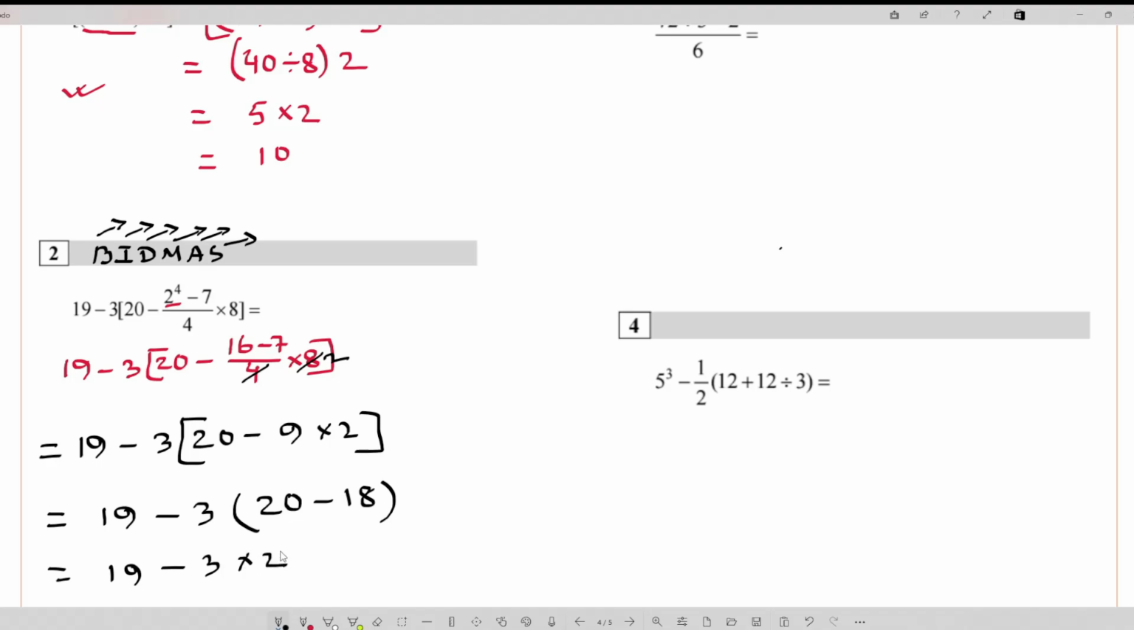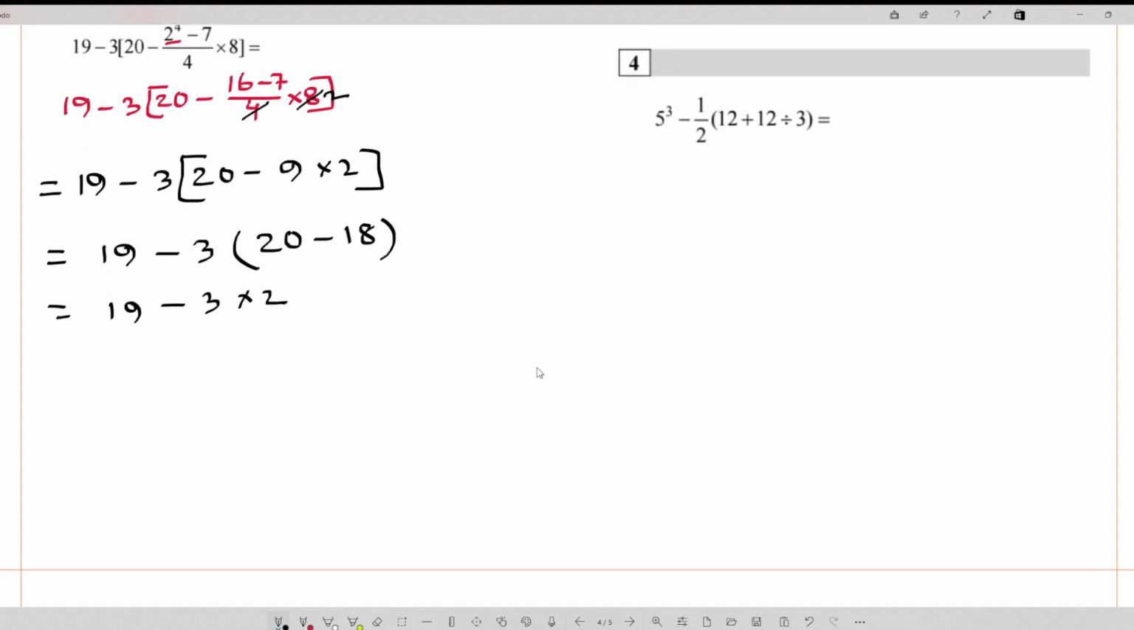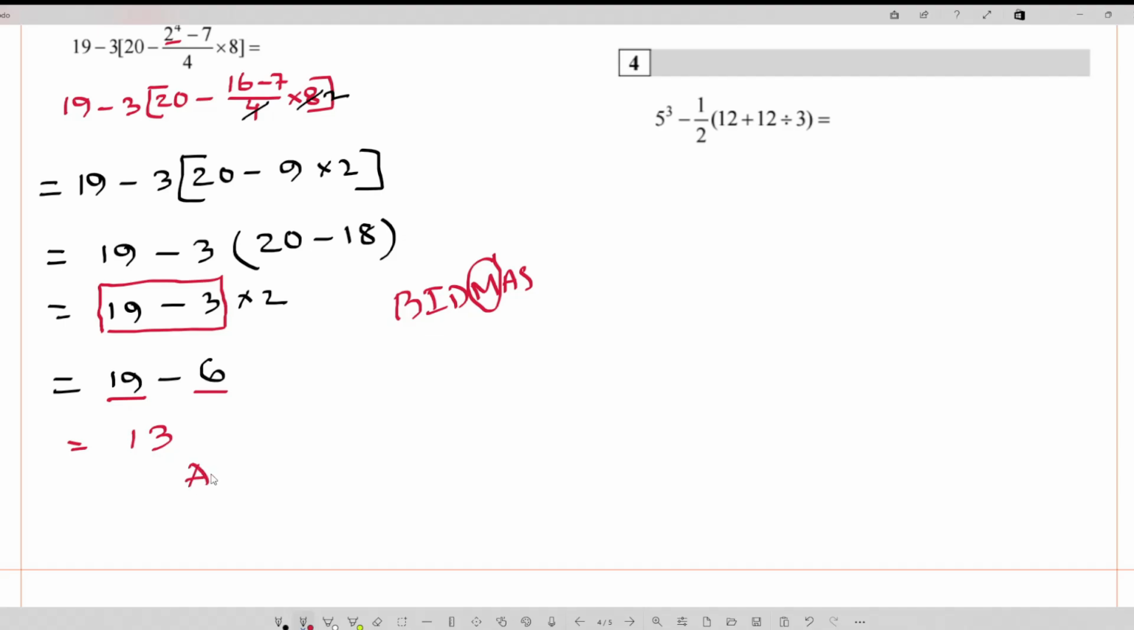Okay. Now look, here is 19 minus 3 times 2 means 6. Look, we didn't work 19 minus 3. It's not possible because we are following BIDMAS, where we have to work first multiplication. So 19 minus 6, it will become 13. This is our answer.